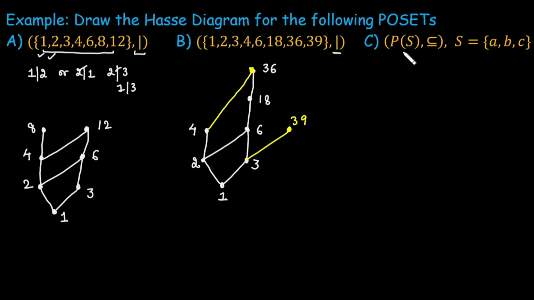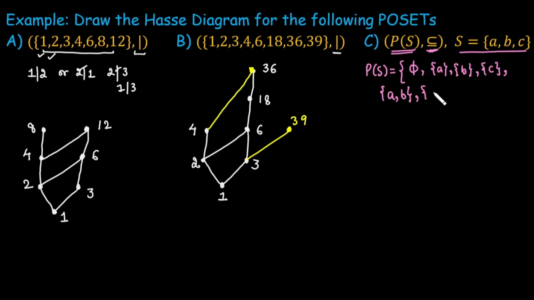Now taking the next case, we have the power set with the subset where S contains the 3 elements A, B, C. So firstly we need to write what are the values in the power set S. So that is phi, singleton set A, singleton set B, singleton set C. Then we can take the ordered pair AB, AC, BC, and then ABC. Power set means the collection of all the subsets possible for this set.